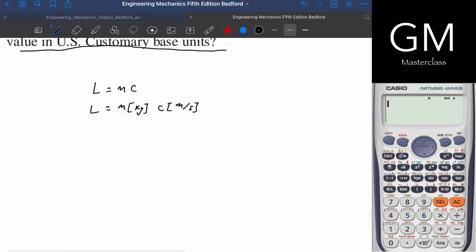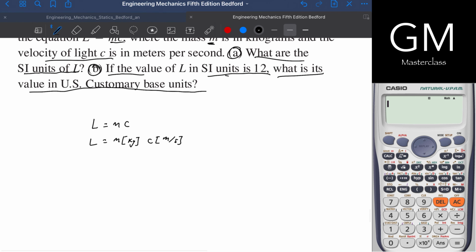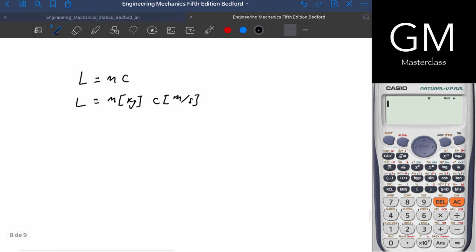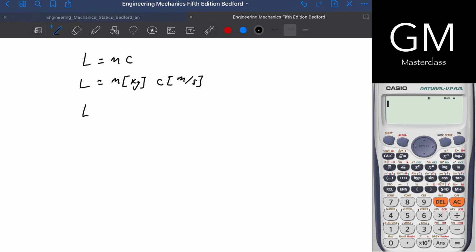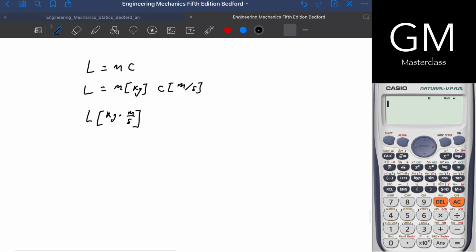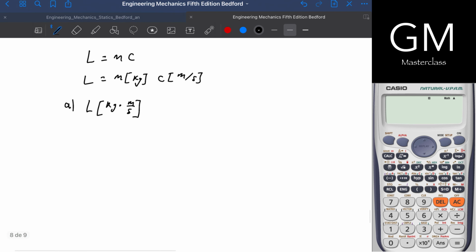So the first question is, what are the international system units of L? Well, this is pretty easy actually, because if L is equal to mc, then the units of L will be kilograms multiplied by meters, divided by seconds. Those are the units. I cannot do anything else with these kinds of units. So this is the answer for the first part of the exercise.